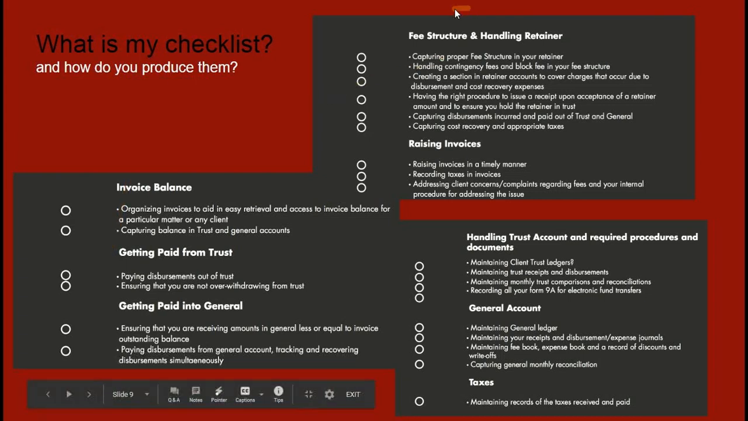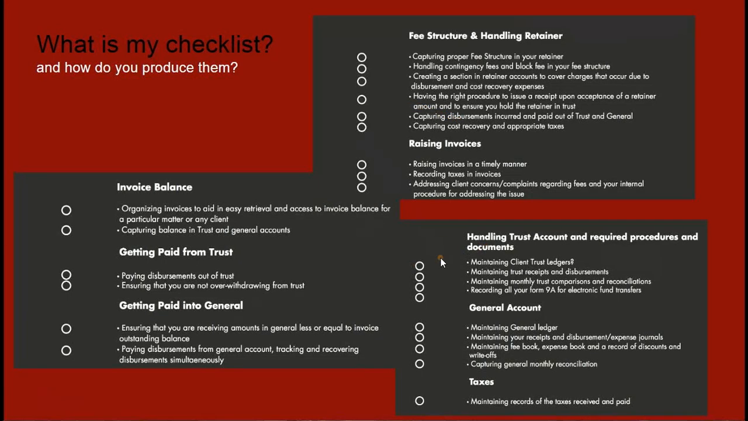But if you really look at the checklist we spoke about, we've divided it into three major areas: your invoice balances, the fee structure and handling the retainer, which it begins with to be certain, and last but not least, handling the trust and the required documents. So it really starts with defining a clear fee structure and the retainer, starting with handling any contingency, block fee, billable fees, etc. in your fee structure, to having a discipline of generating the invoices. Because if you're not generating invoices in time, those numbers are not going to reflect in your accounting system.